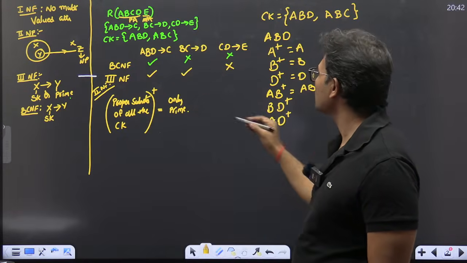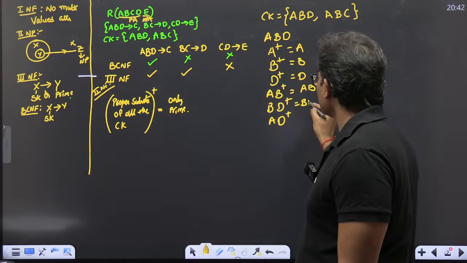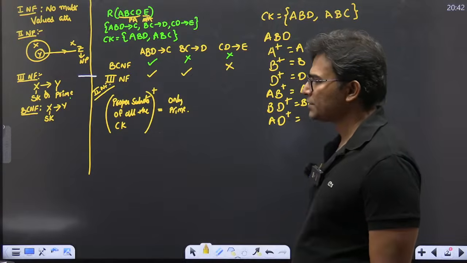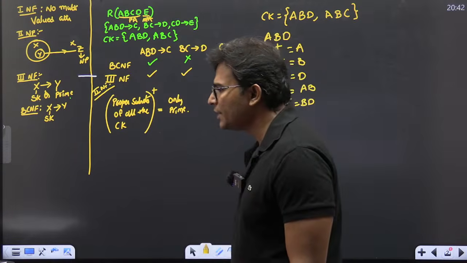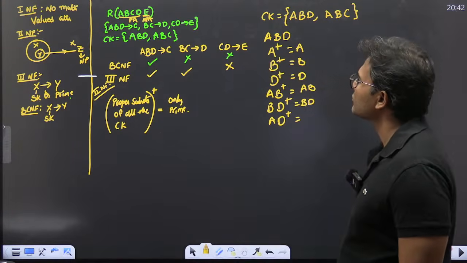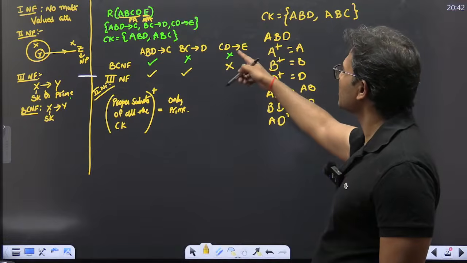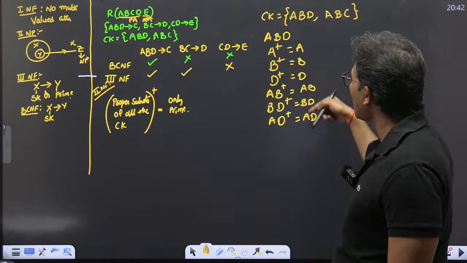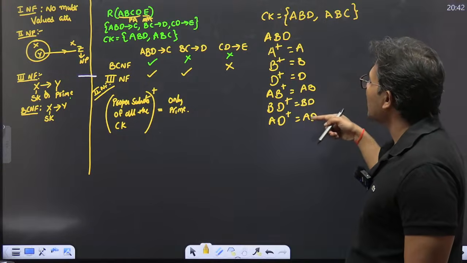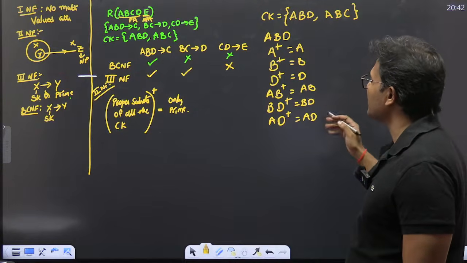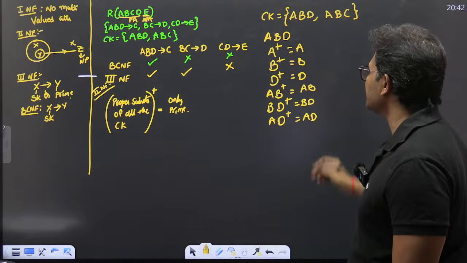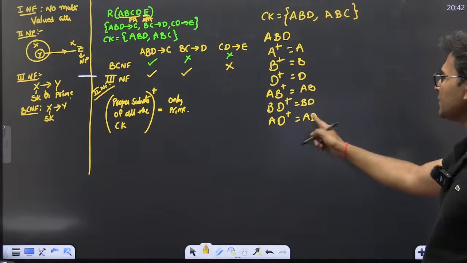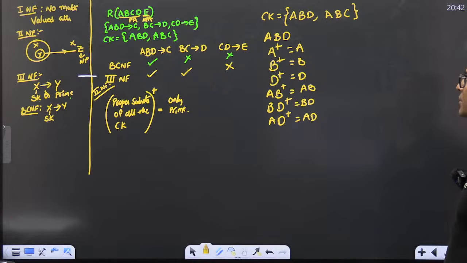BD is only deriving BD, right? Now what is AD plus? AB, BD, right? What is AD plus? AD plus is not deriving anything, it is deriving AD, right? So we are only getting trivial dependencies. All these are trivial dependencies, which means we are getting the same thing. We are not getting anything extra here, right?